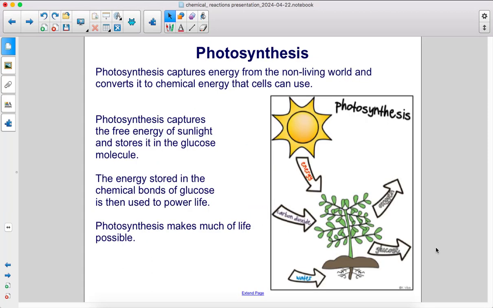Photosynthesis captures energy from the non-living world and converts it to chemical energy that cells can use. Photosynthesis captures the free energy of sunlight and stores it in the glucose molecule. The energy stored in the chemical bonds of glucose is then used to power life. Photosynthesis makes much of life possible.